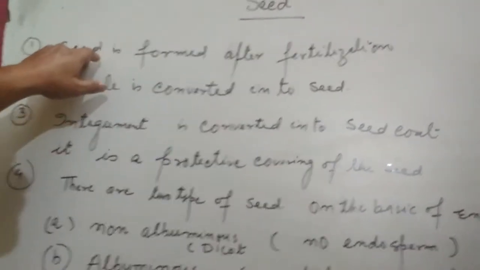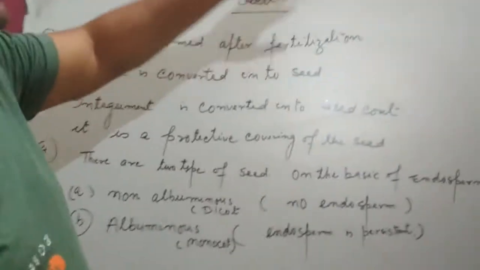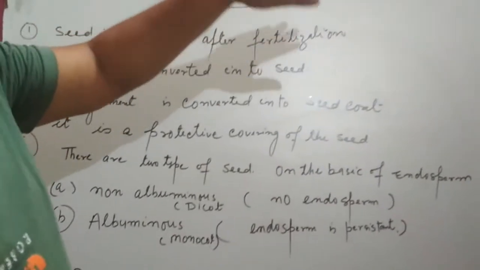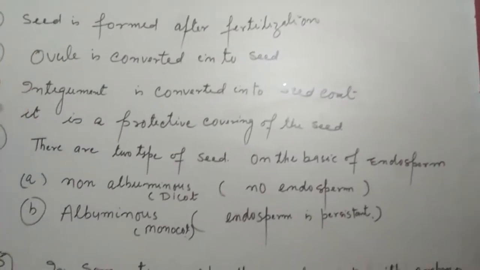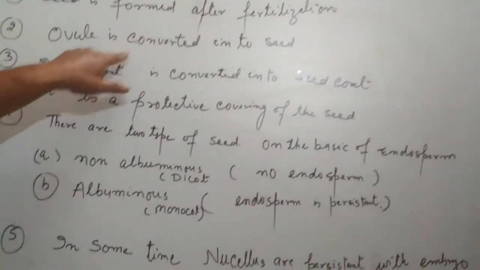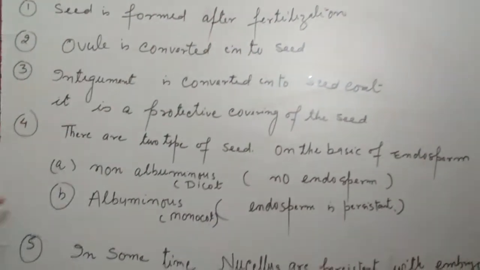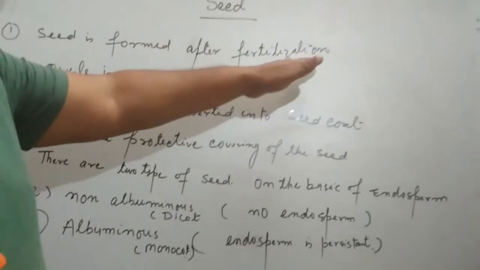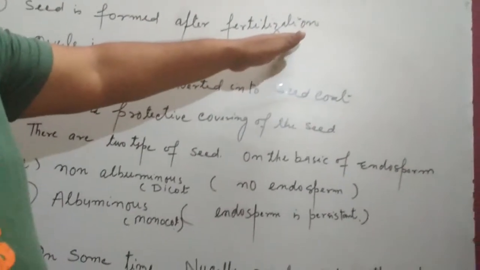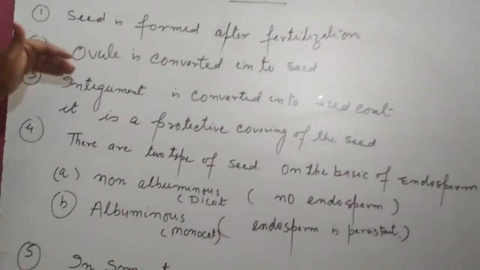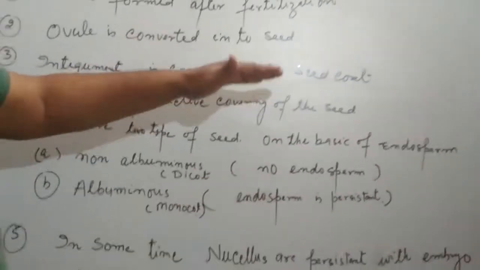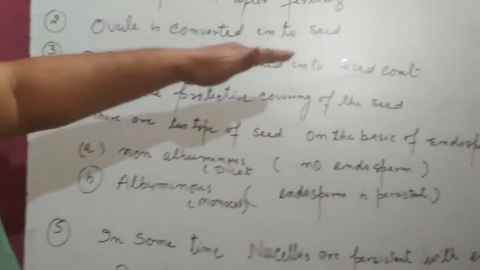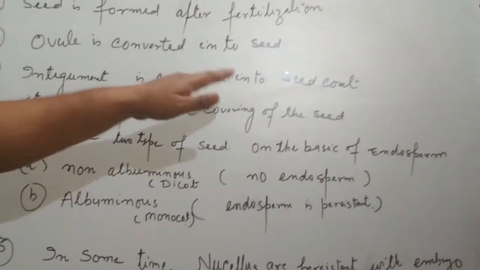That means the ovule is converted into seed, and inside the ovule the zygote is formed, and the zygote is developed into a new embryo. And the next point, the ovule is covered by two integument layers, and the integument layers finally form the seed coat. That means the seed coat is covered around the seed. So the seed coat is the protective covering of the seed.